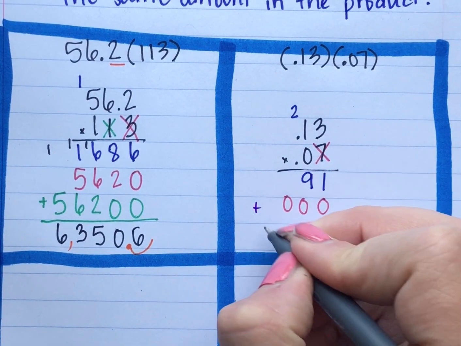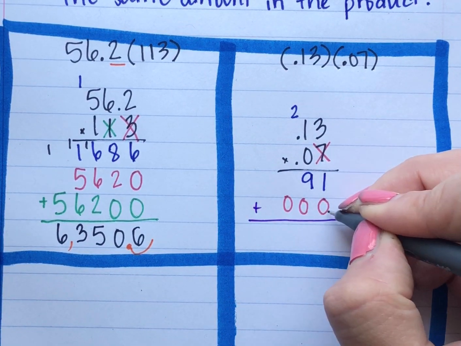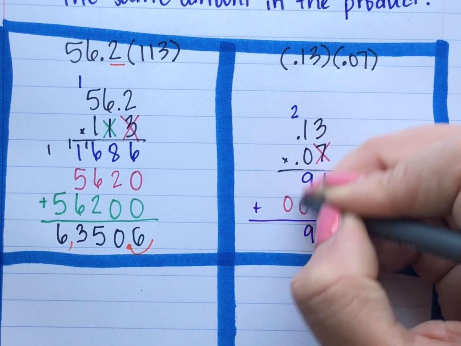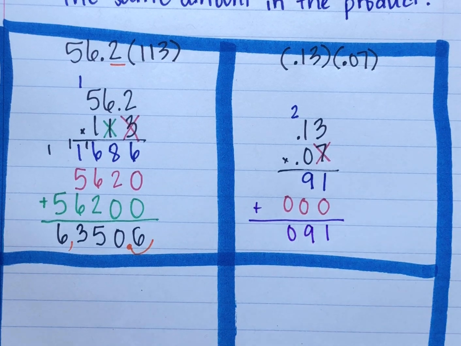So let's add these together. 1 plus 0 is 1. 9 plus 0 is 9. And then this is really nothing, but we'll go ahead and bring that down. So here's one of the tricks, and I think the way that people get tricked a little bit on this question. So let's take a look at the decimal.